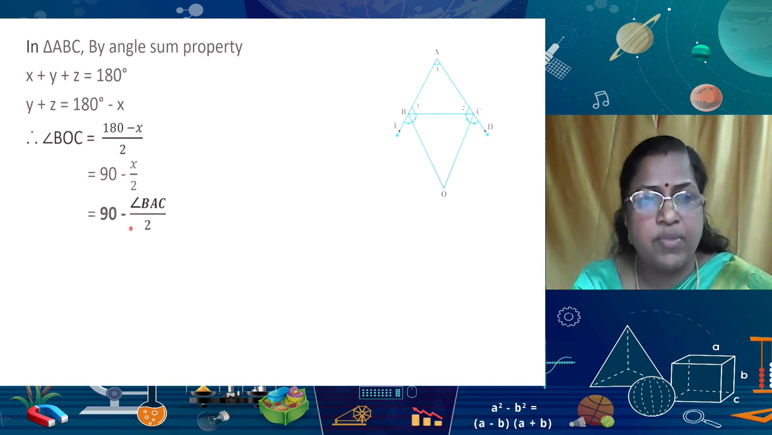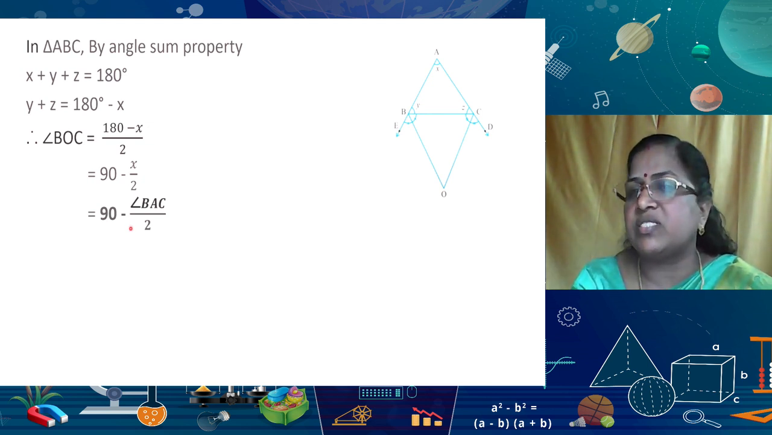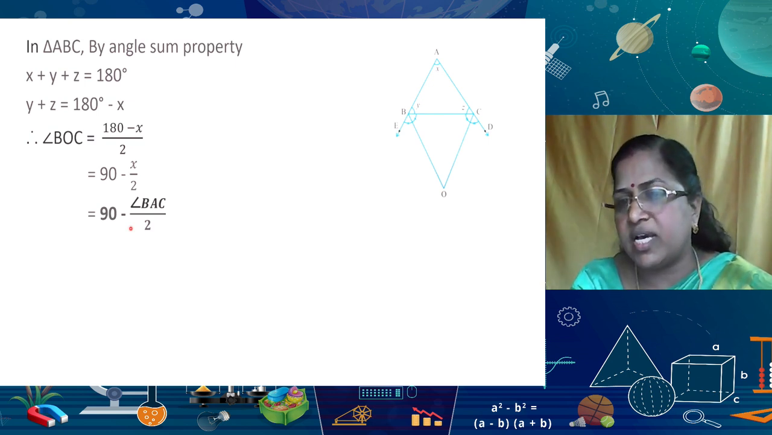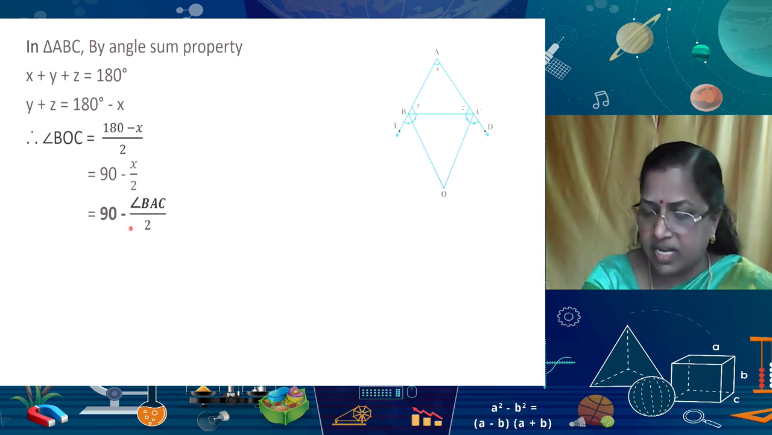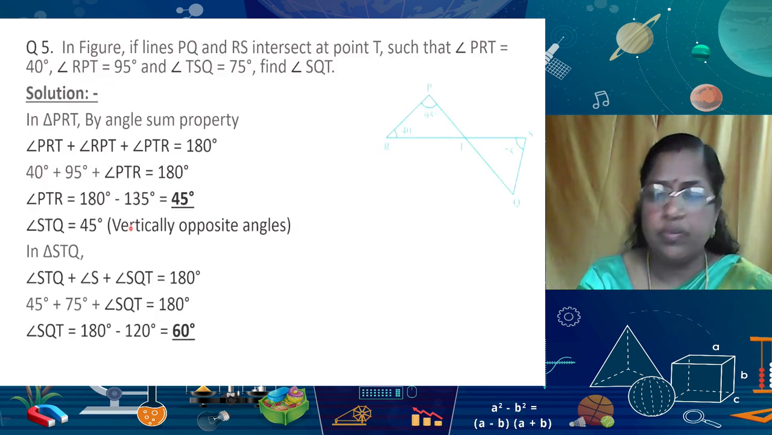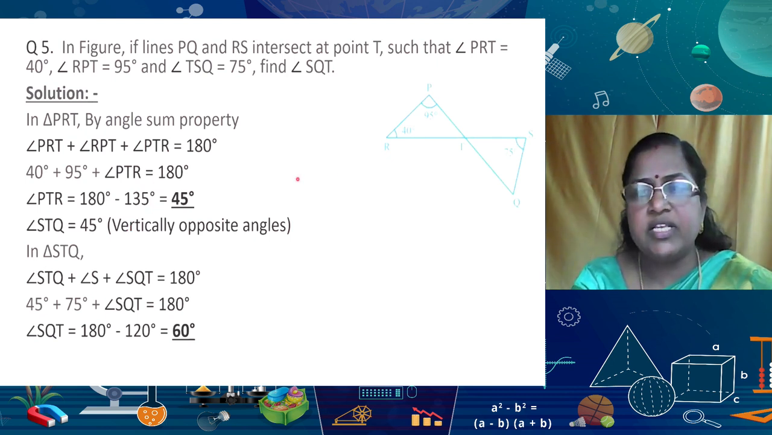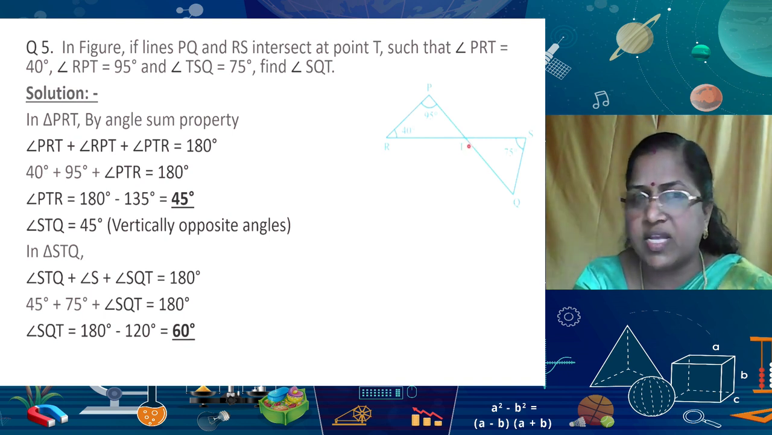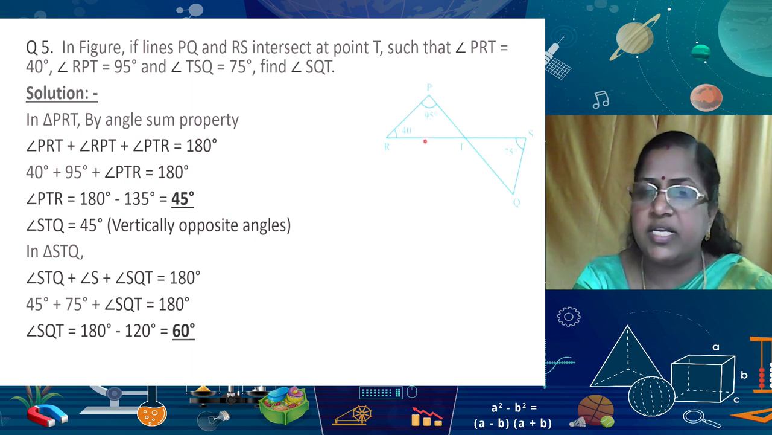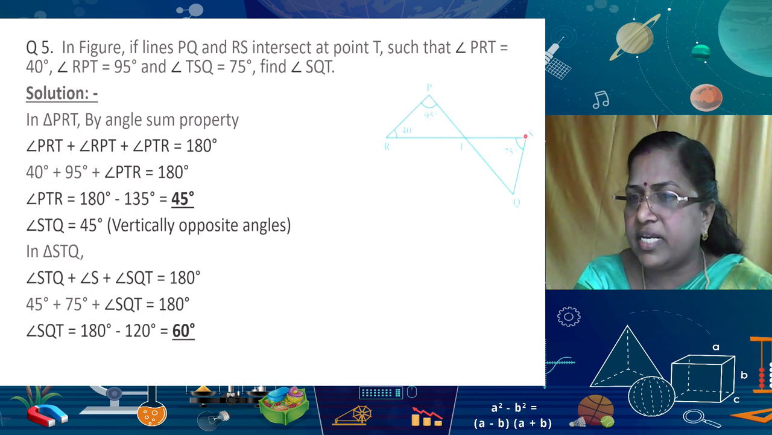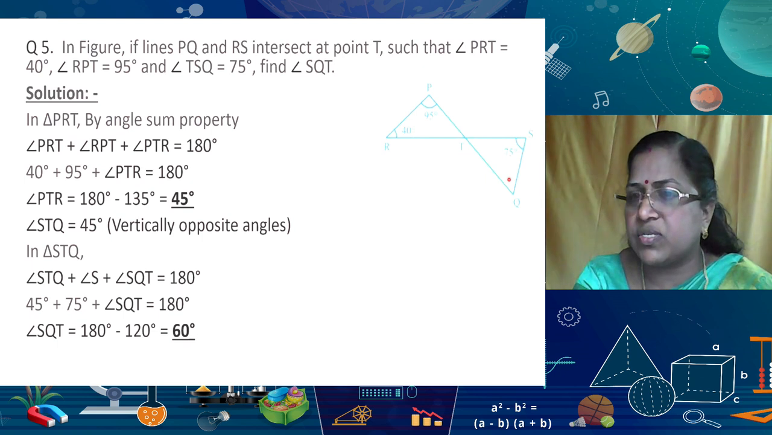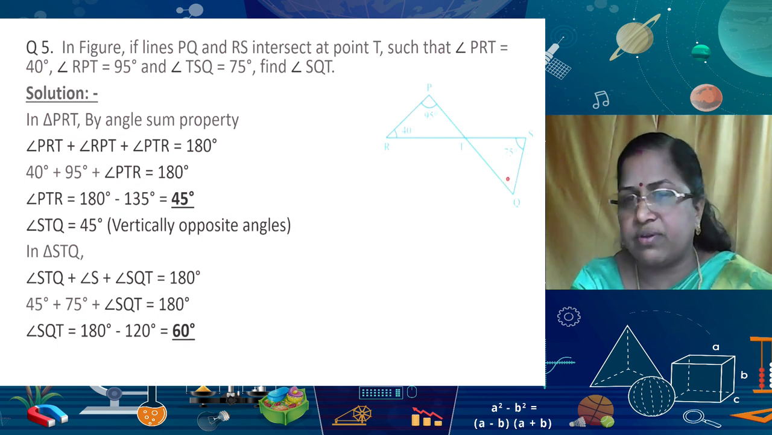So all of you remember this relation between these angles when exterior angles are bisected by OB and OC and it intersects at O, then what is the relation between the angles? Okay. So in the next question, in this figure we are given PQ and RS intersect at P such that angle PRT is equal to 40 degrees, angle RPQ is equal to 95 degrees and angle TSQ equal to 75 degrees. Find angle SQT. This angle we have to find.